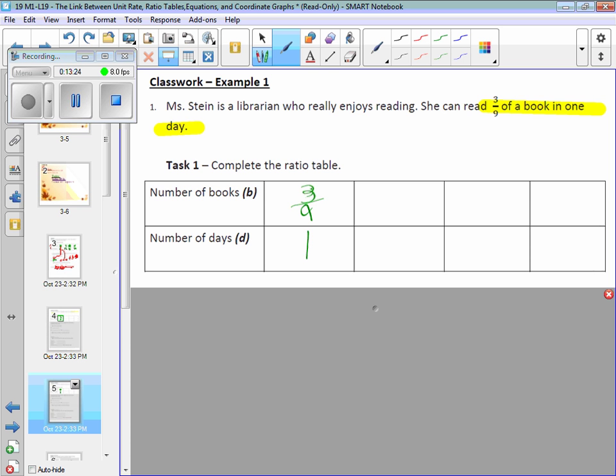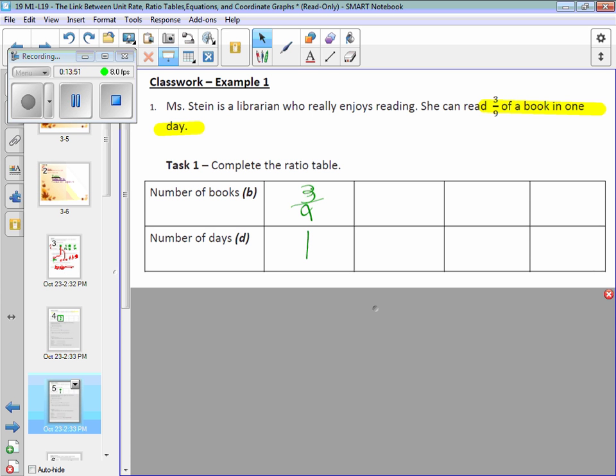Where does he have it this way? You want to know who's right? You both are. They are actually equivalent ratios. The only difference is that in Mikey's version, he forced this 3/9 to 1 as a unit rate for days.